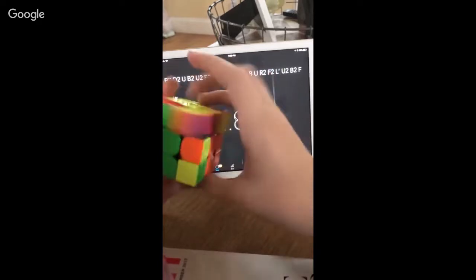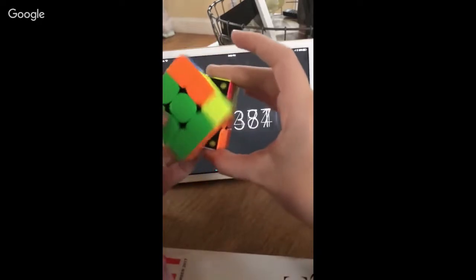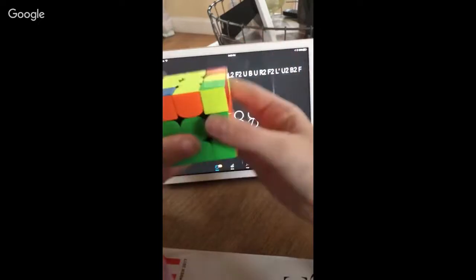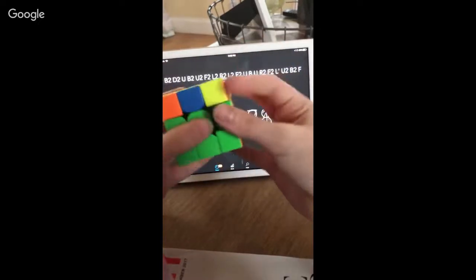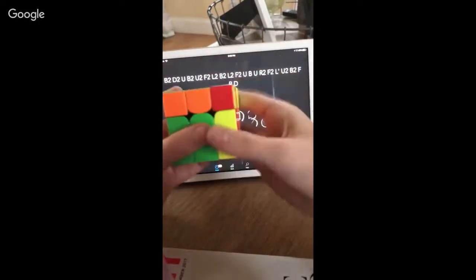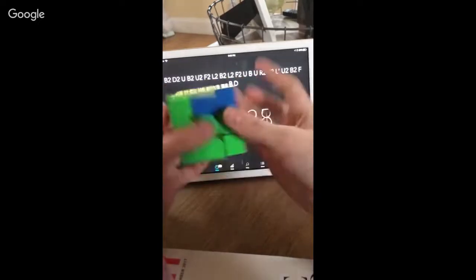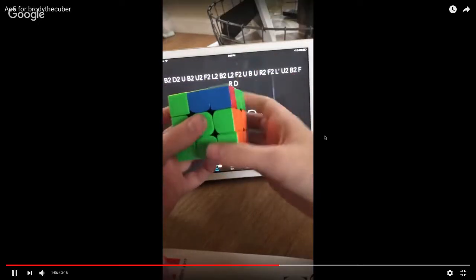Then you do your two-look OLL. Nice lefty double flick, and then you get a J perm.